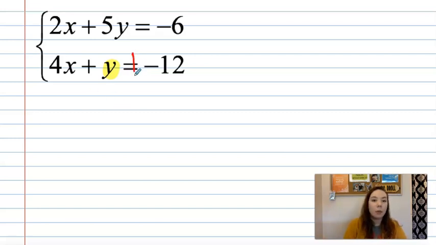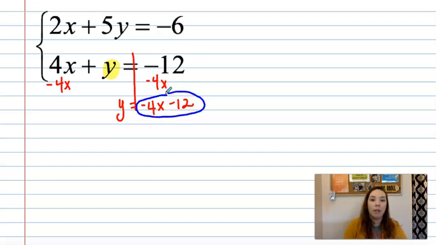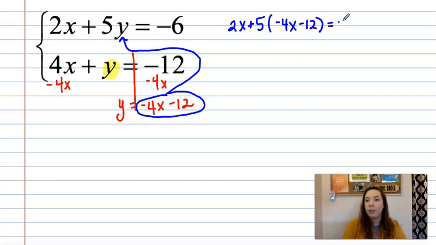So to isolate this y, I'm going to move that 4x to the other side by subtracting 4x. So this is y equals negative 4x minus 12. And now I am ready to take this and plug it in for y in my top equation. So that'll give me 2x plus 5, and then in parentheses my negative 4x minus 12 equals negative 6.